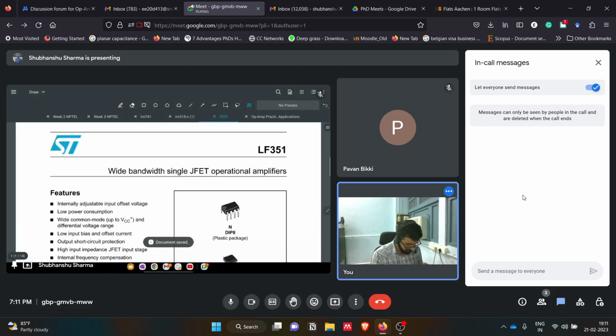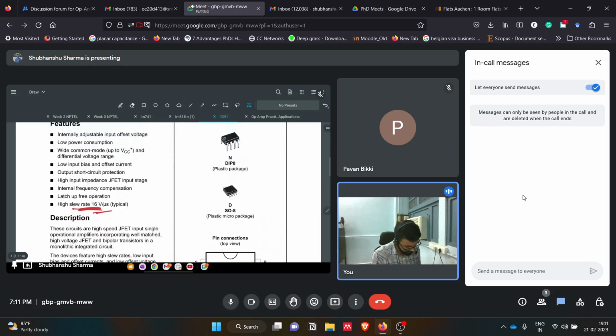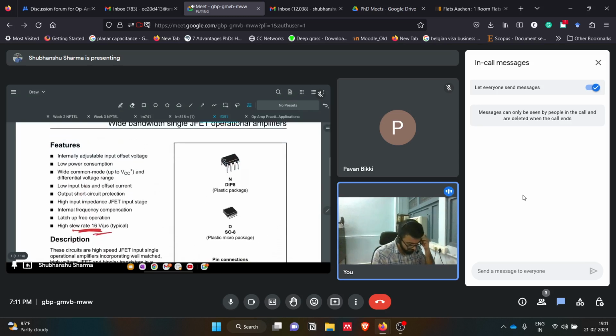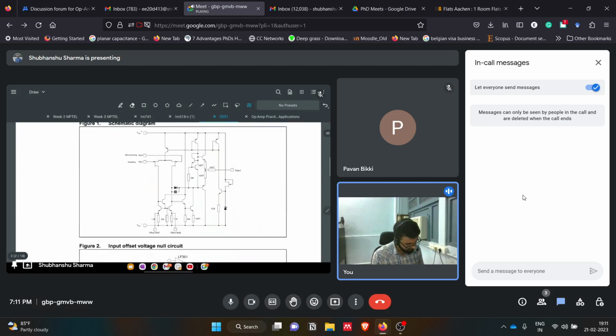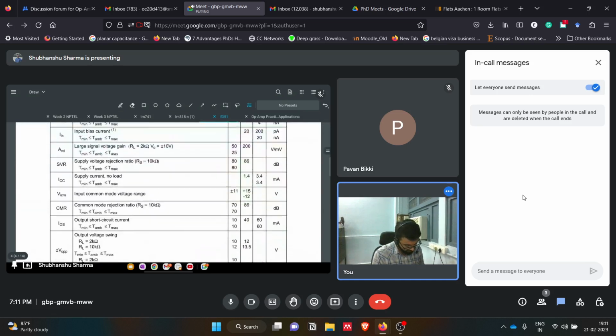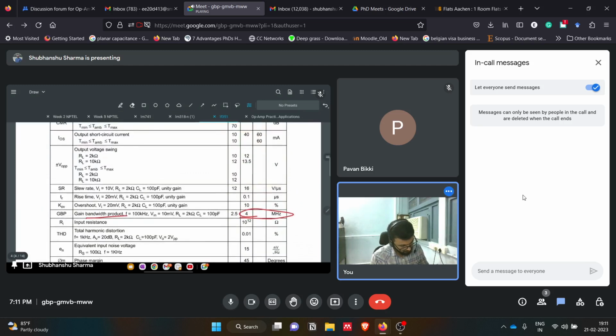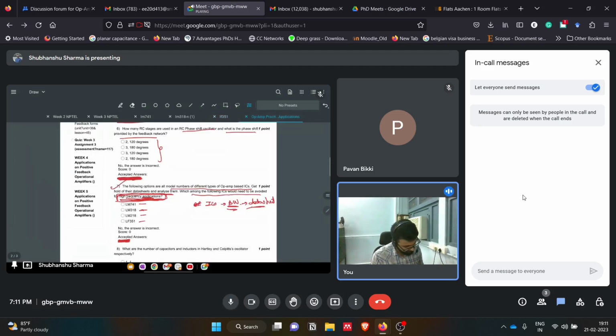Then we had LF351. It was okay, smooth, for the 16 volt per microsecond slew rate, and this is a JFET based op amp, and it looks like this. If we talk about bandwidth, we'll see the gain bandwidth further. It is this one. Based on these things, you should be able to answer this.